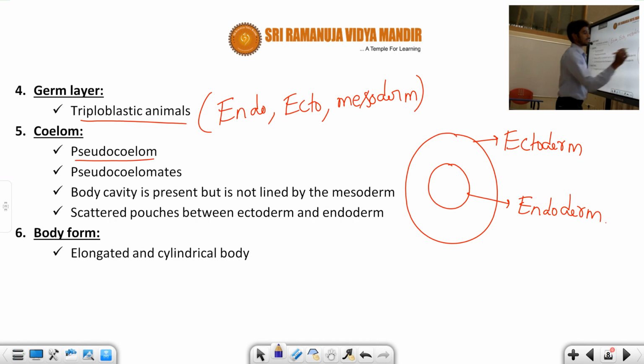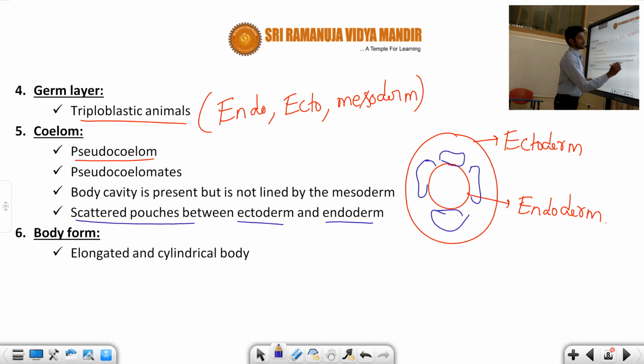That means the cavity is lined by a scattered pouch-like material. You can see that it is mentioned here as scattered pouches present between the ectoderm and endoderm. So here there are scattered pouch-like materials.